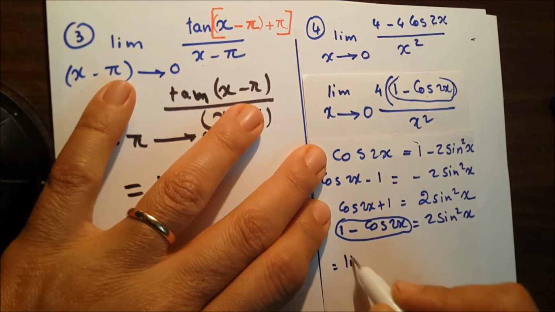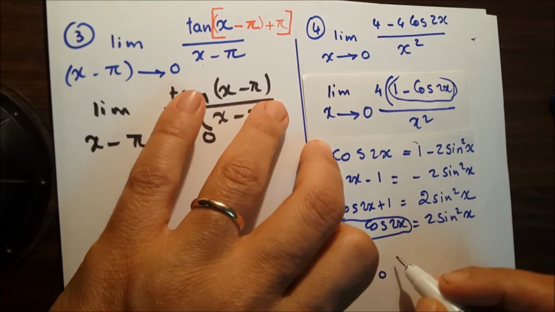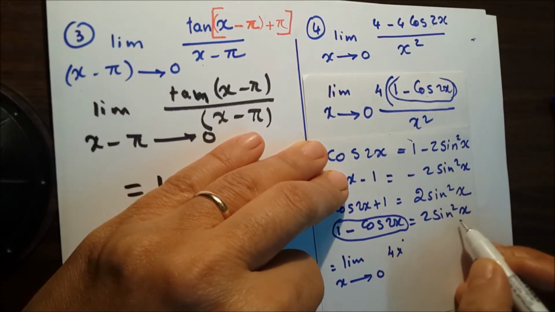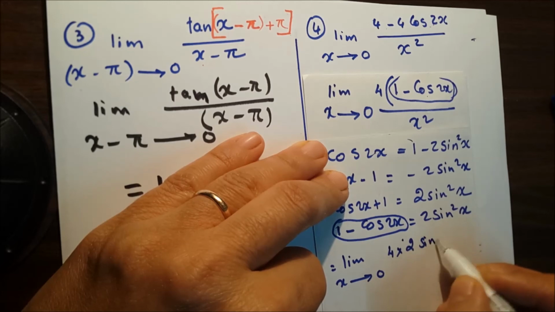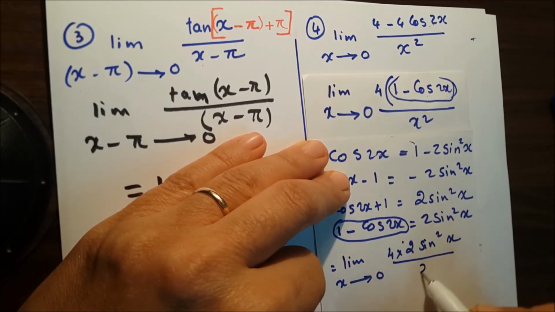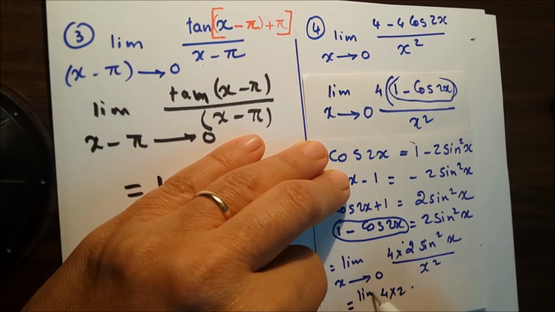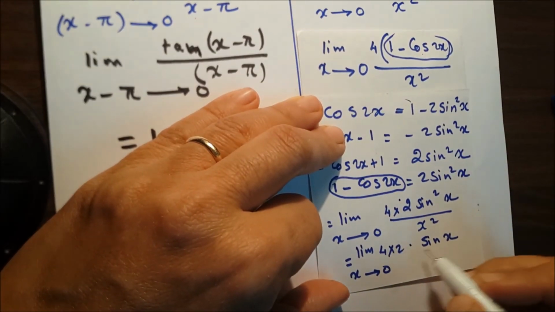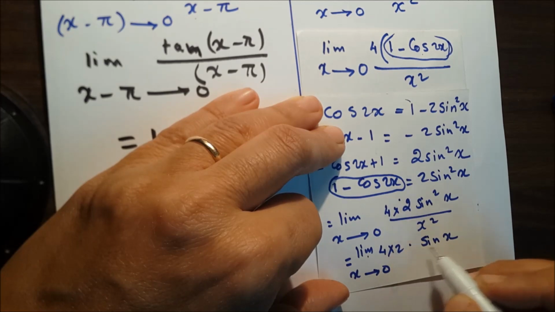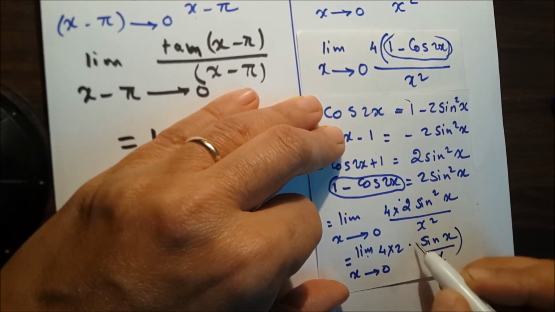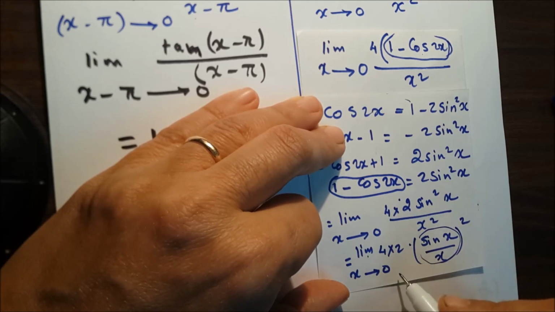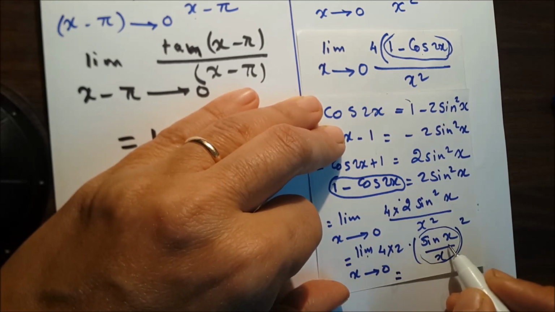So this is equal to the limit as x tends to 0 of 4 times, with 1 minus cosine 2x equal to 2 sine squared x, so times 2 sine squared x over x squared. So this is equal to the limit as x tends to 0 of 4 times 2. The sine is squared and the x in the denominator is squared, so we're going to square the whole thing. So this is equal to the limit as x tends to 0 of 4 times 2 times sine x over x, the whole thing squared. So by the theorem, this is equal to 1, and 1 squared is 1. So finally, this is equal to 4 times 2 times 1, which is 8.